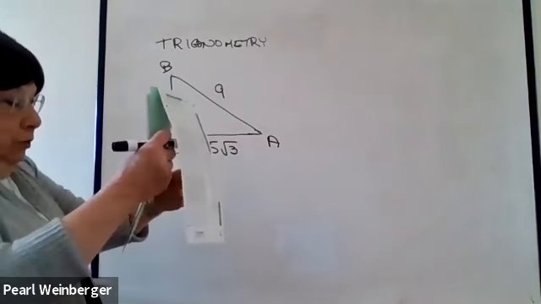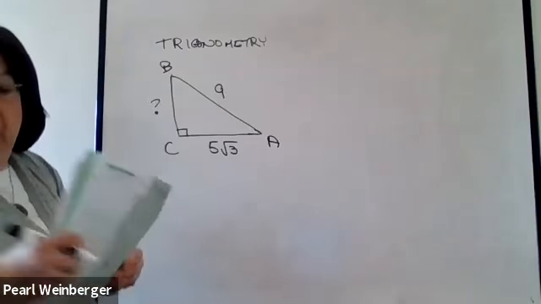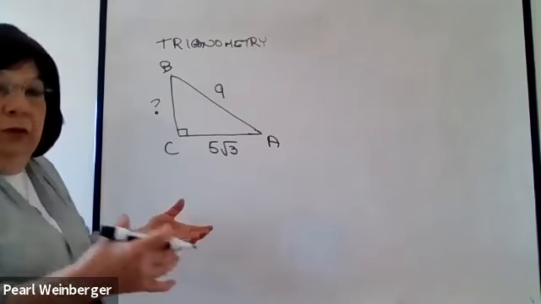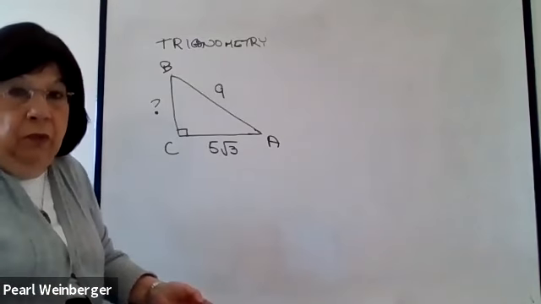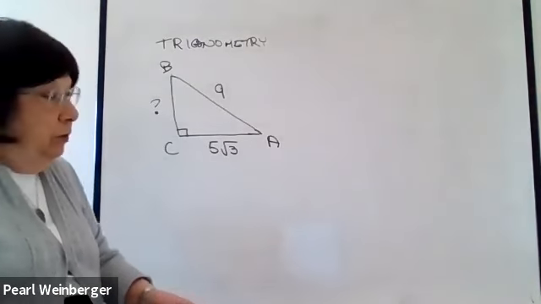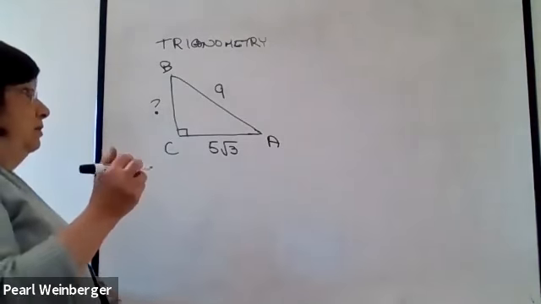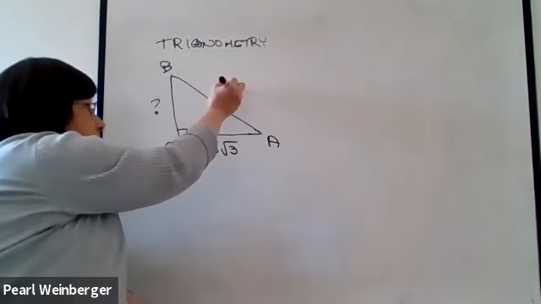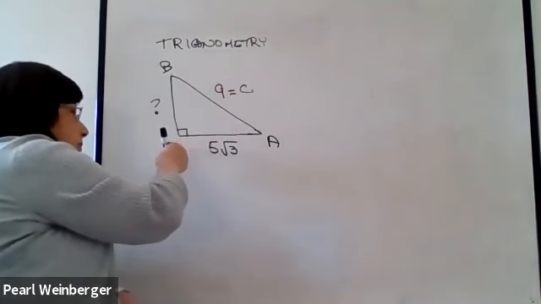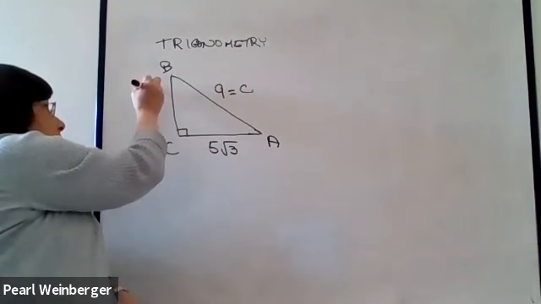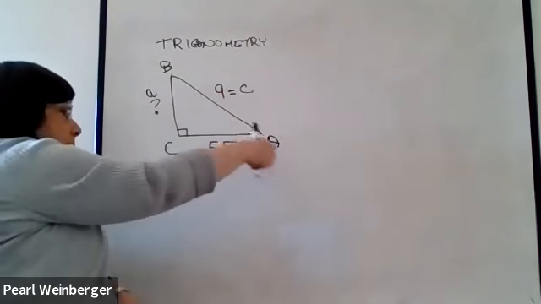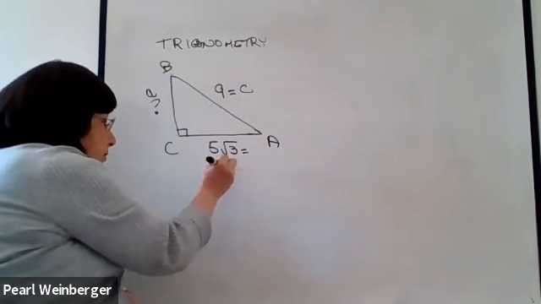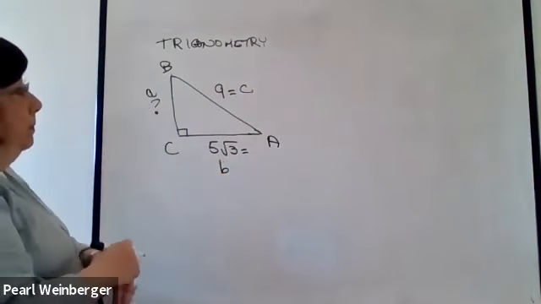And we're going to try and do it both in radical form, if it comes out to be in radical form, and also as a decimal. So let's label this side. This is small c because it's opposite from the capital C. This is small a because it's opposite the capital A. And this is small b because it's opposite capital B.